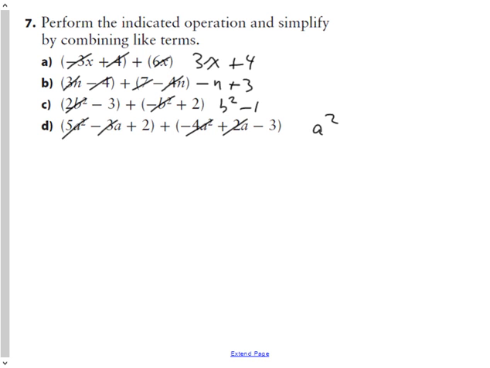A -3a and a +2a is going to be a -1a or just -a. And a +2 and a -3 is going to be a -1.